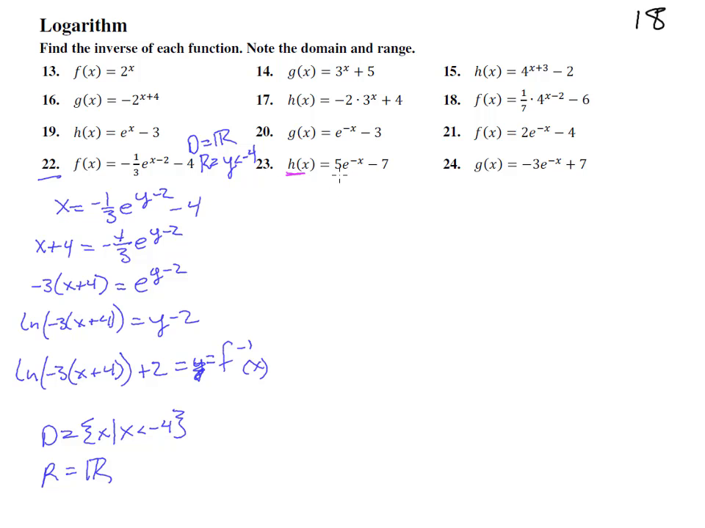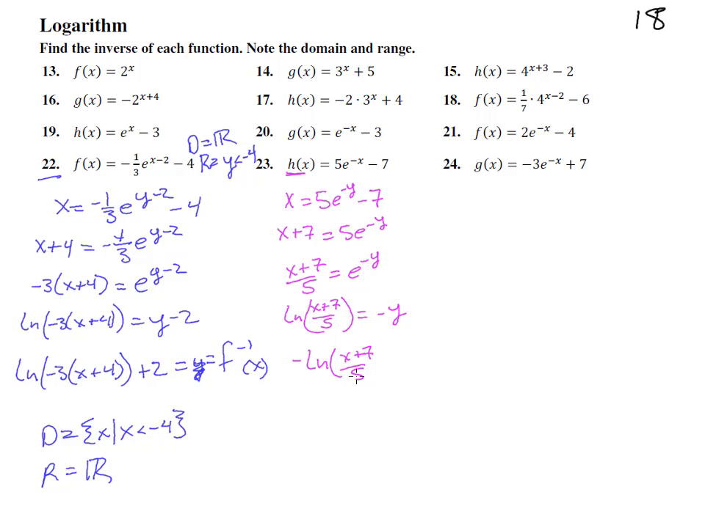h of x is 5e to the x, minus 7. Let's switch them places. x equals 5e to the negative y, minus 7. From the outside in, add 7 to both sides. x plus 7 equals 5e to the negative y, good. Divide by 5, (x + 7)/5 equals e to the negative y. Log base e both sides, so we get natural log of (x + 7)/5 equals negative y, and then multiply by a negative 1. So we get negative ln of (x + 7)/5 equals a positive y, sorry, which is, we found it, h inverse of x.